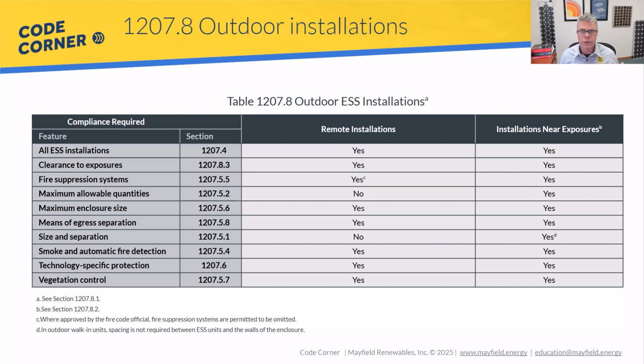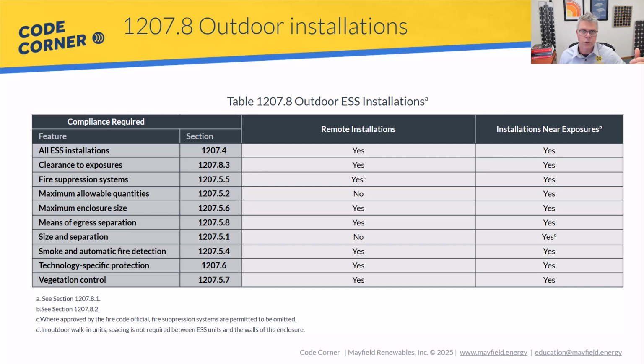And this is a table we've shown in other videos and other presentations, so if you've seen those before, this will look familiar to you. This is straight out of the IFC, and it's just a nice table to reference where you are installing things. You see remote installations and installations near exposures on the right-hand side of the table, and it's just a cross-reference over on the left-hand side to the different code sections that would apply.